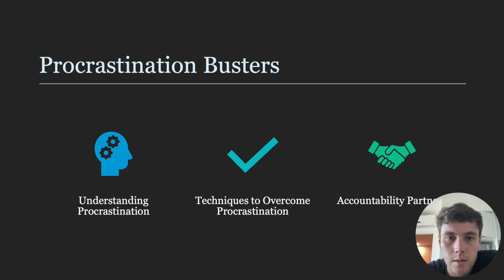So, tips for finding and working with an accountability partner: you can choose a supportive or reliable friend, classmate, or mentor. There's probably also apps where you can get set up with an accountability partner. There's communities, etc. You can set regular check-ins to discuss progress and challenges. You can share goals and deadlines to ensure mutual accountability.